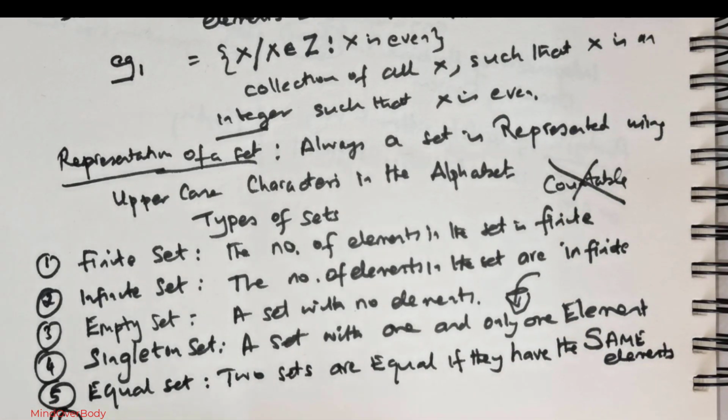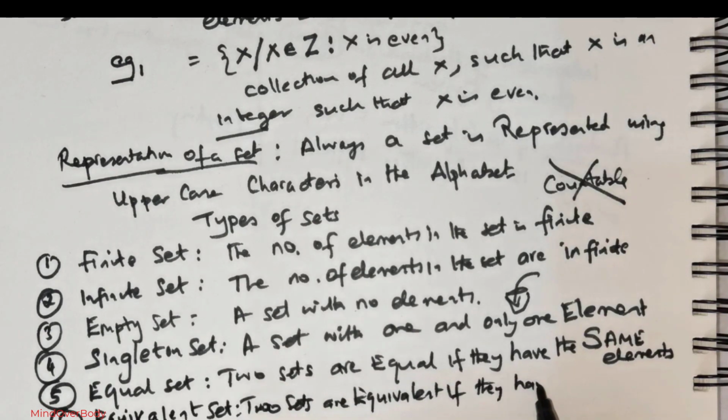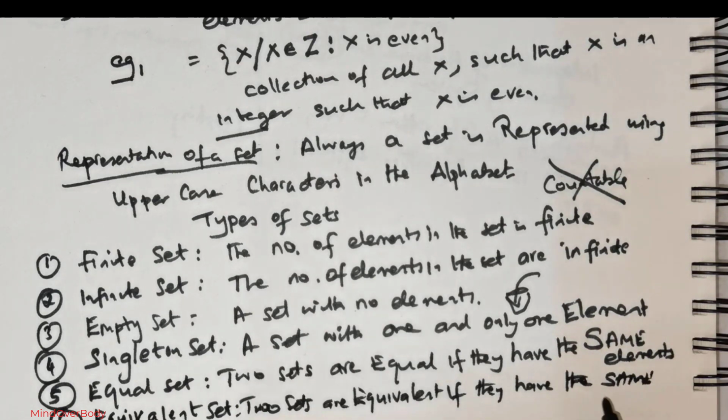Number 6, I'm trying to squeeze in one more. Equivalent set, E-Q-U-I-V-A-L-E-N-T. Two sets are equivalent if they have the same number of elements. It doesn't matter whether they are equal or not, but they should have the same number of elements. That would mean any set which is equal can also be called an equivalent set, right? But any set which is equivalent cannot be called an equal set. So that is the catch point.